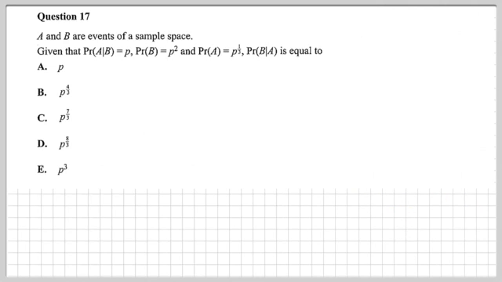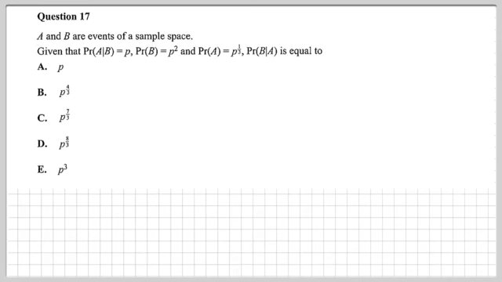Okay, question 17. A and B are events of a sample space. Given that the probability of A given B is P, the probability of B is P squared, and the probability of A is P to the 1/3, then the probability of B given A is equal to, oh my goodness.